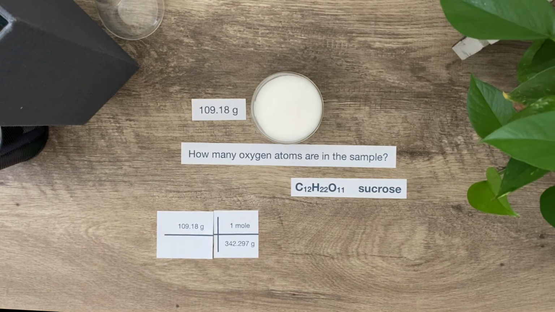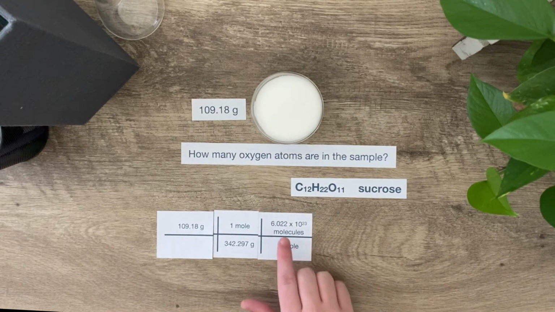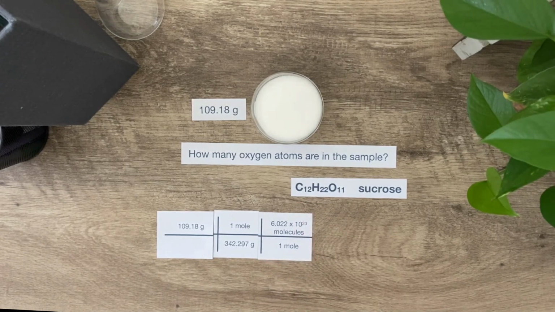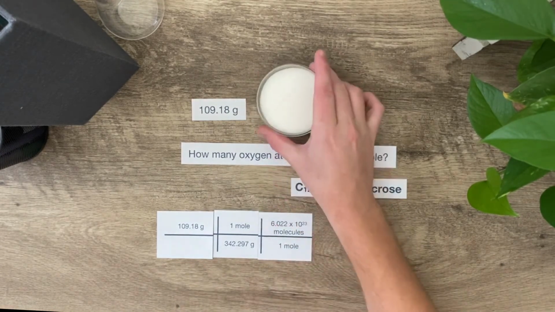This is Avogadro's number. Well, every mole has 6.022 times 10 to the 23rd molecules in it. In this case, it's a molecule. It is all nonmetals. That's the step. So now I know how many sucrose are in this, if I do this math, are in here.